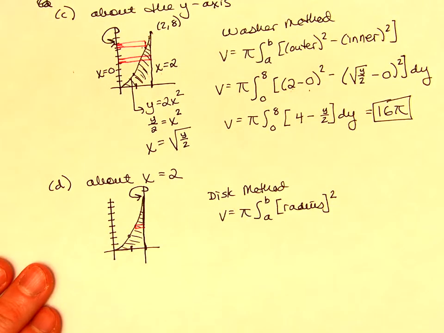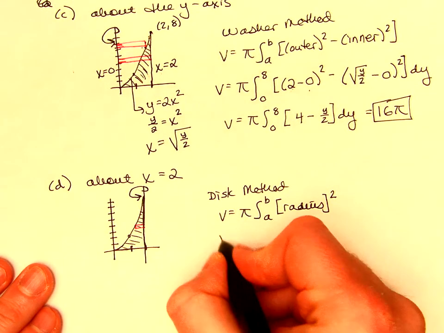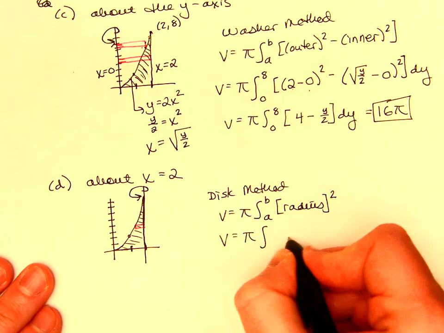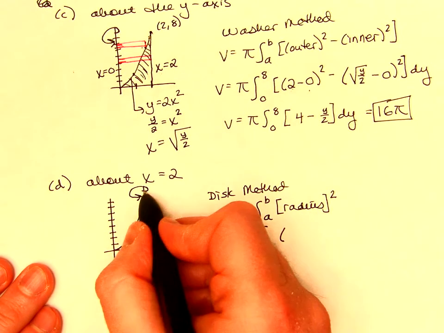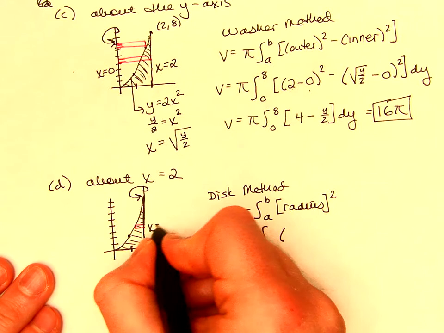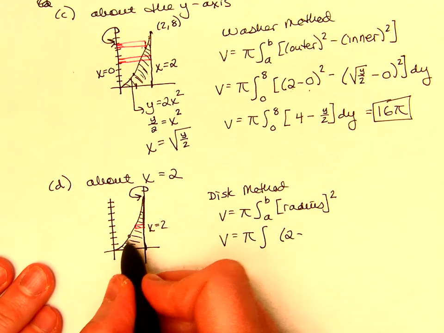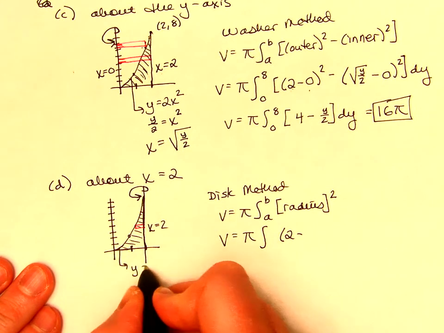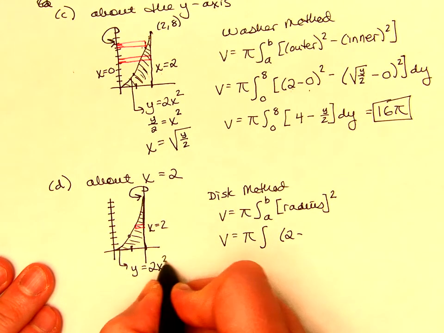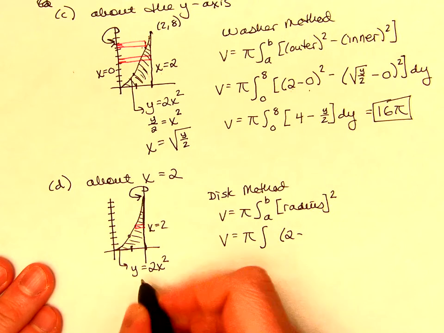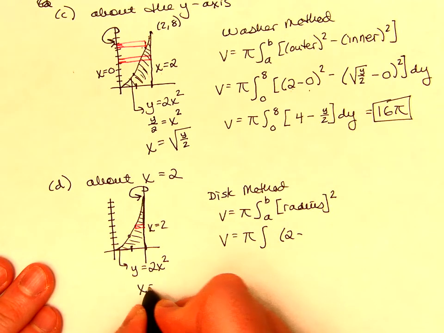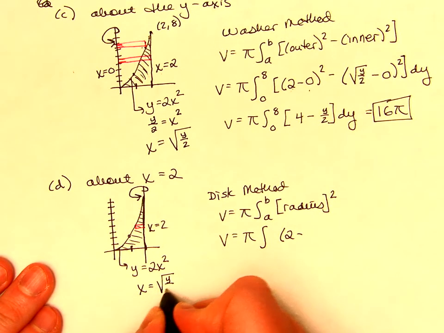Next thing I need to do is, well, figure out that radius. The right function is x equals 2. The left function, remember, because they're horizontal rectangles here, I'm not going to call my left function y equals 2x squared. I need a function of y rather than a function of x. So instead of calling it 2x squared, I'm going to call it x equals square root of y over 2.